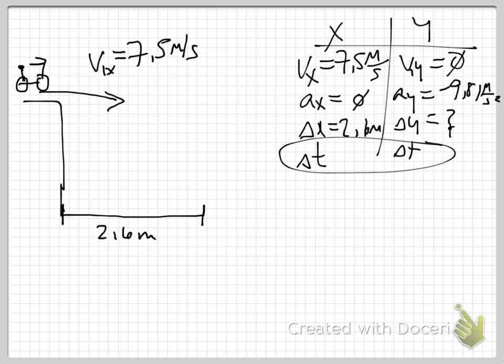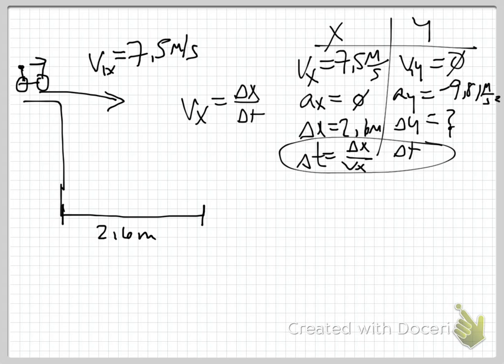Most commonly, and again, you can approach it from either direction, you make an expression for time on one or the other axis, substitute it in. I tend to use the simplest expression I have for time, which is on the x-axis, knowing that Vx equals delta x over delta t, so delta t equals delta x over Vx.